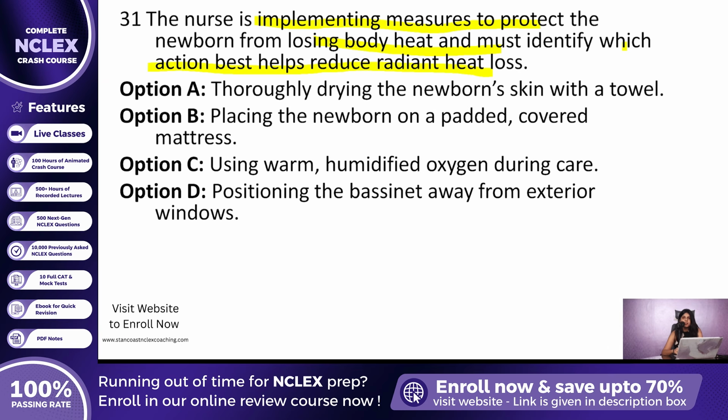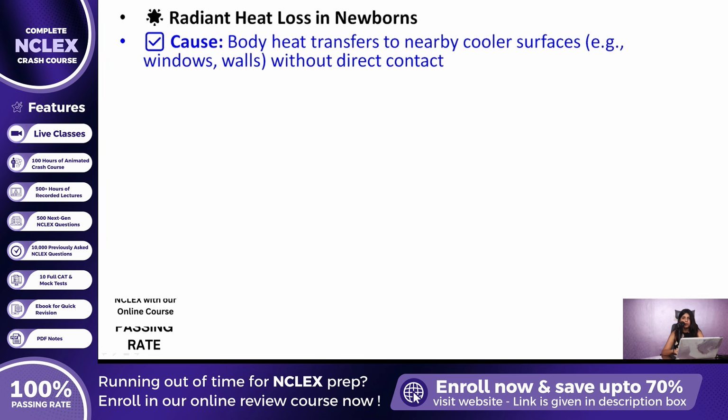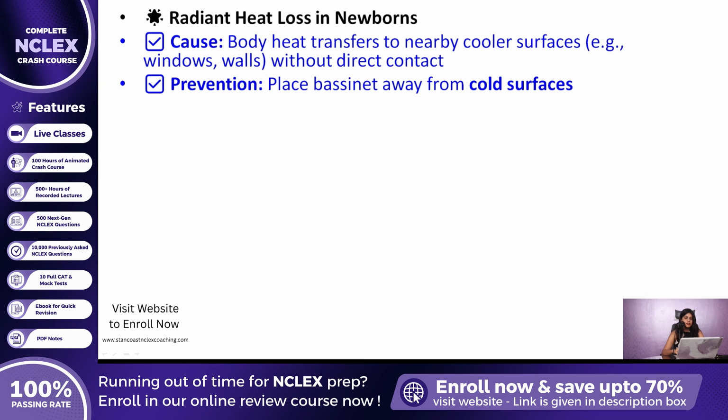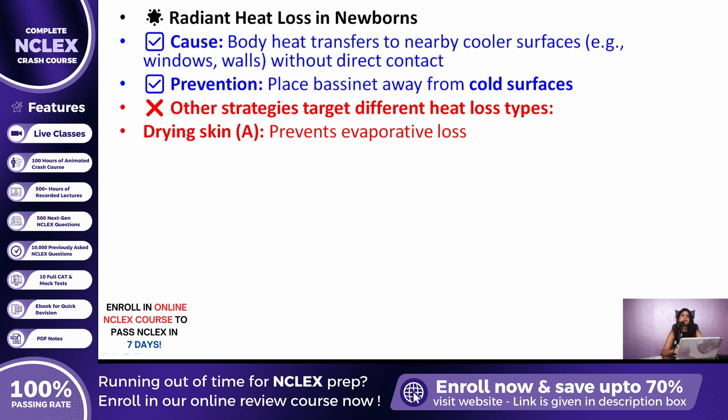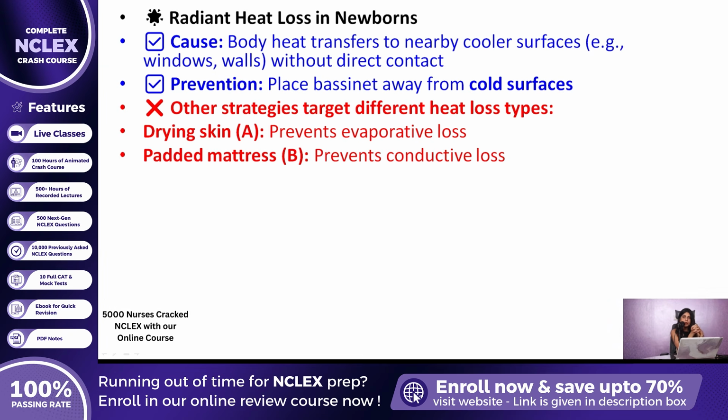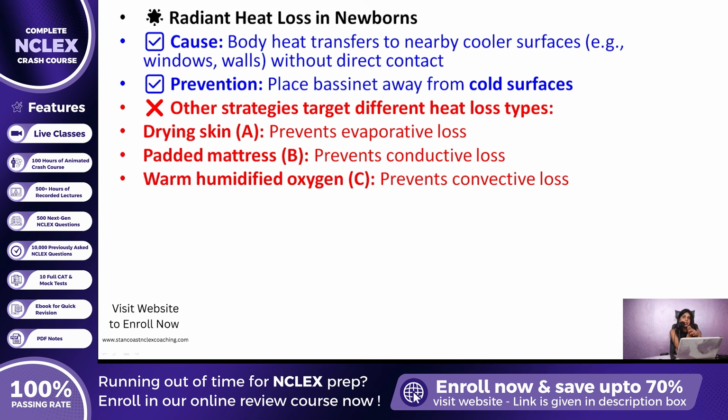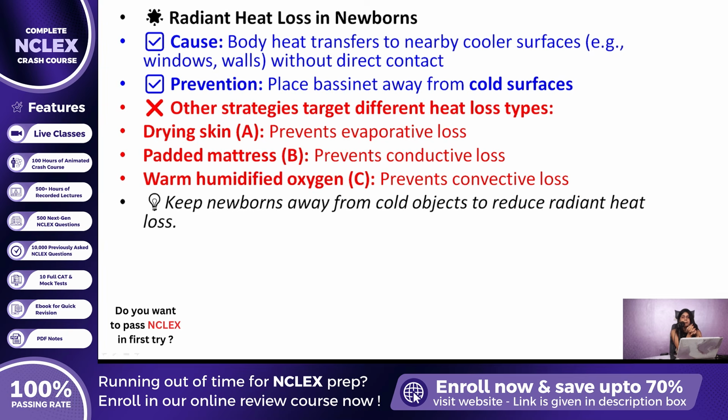The correct answer is option D, positioning the bassinet away from exterior windows. Here is the rationale. Radiant heat loss happens when the newborn's body heat transfers to nearby cooler surfaces, such as window glass, without direct contact. By placing the bassinet away from windows or cold exterior walls, the nurse reduces this risk. Drying the newborn's skin, as in option A, prevents evaporative heat loss. A padded mattress, as noted in option B, protects against conductive heat loss, while warm, humidified oxygen helps prevent convective heat loss, as seen in option C. The key point is that radiant heat loss is minimized by keeping the newborn away from cold objects that draw heat away from the body.